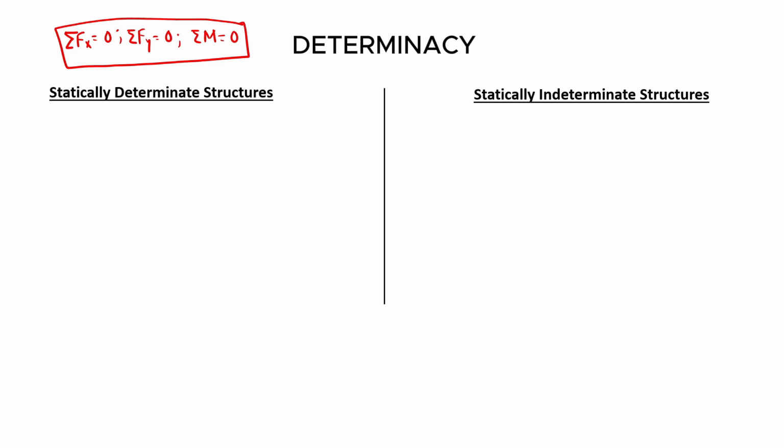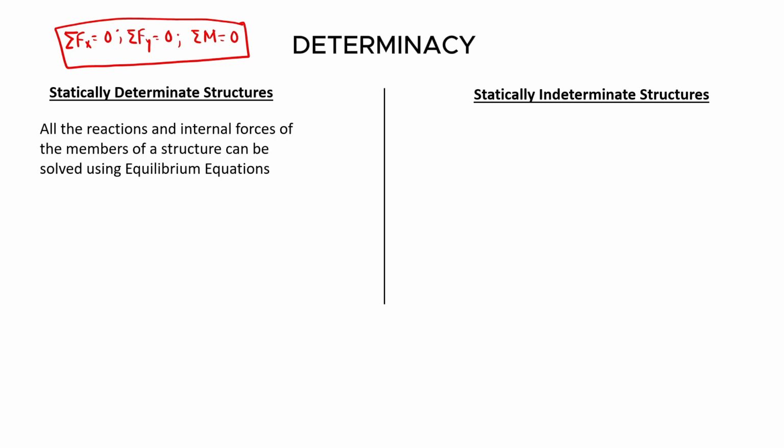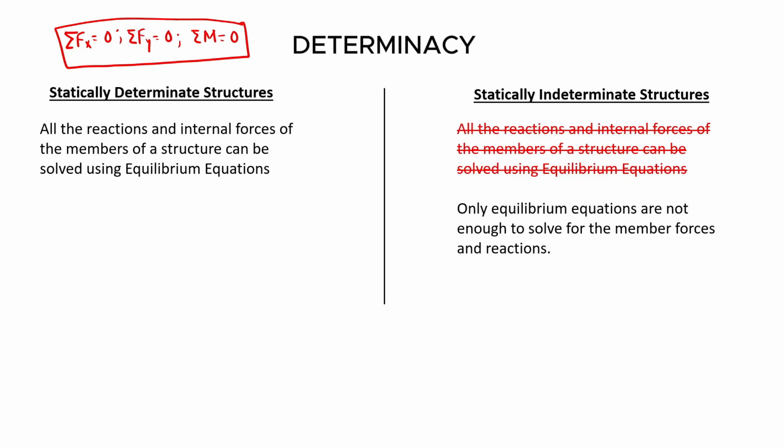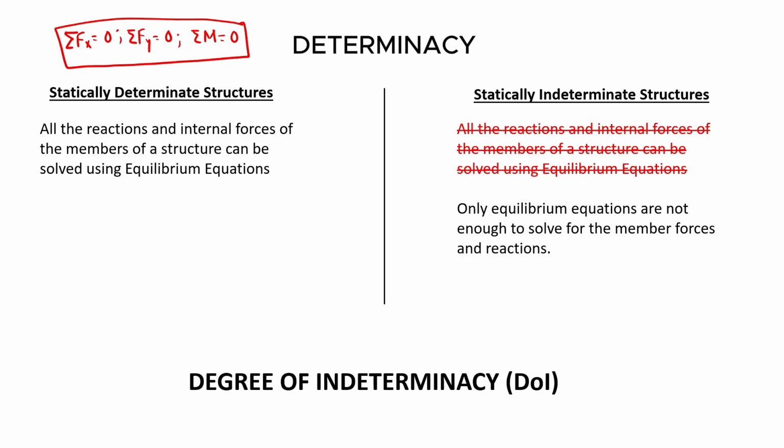Now, statically determinate structures are those whose internal forces or unknown reactions can be solved by just using these equations of equilibrium. Whereas statically indeterminate structures require further analysis methods to solve their unknown member forces and reactions. Just using these three equilibrium equations is not enough. So to classify any structure as determinate or indeterminate, we need to find the degree of indeterminacy. The degree of indeterminacy refers to the number of unknown forces in a structure that exceed the number of available equations of equilibrium. For determinate structures, you can just use these three equations to solve them, so the degree of indeterminacy would be equal to 0. Whereas for a statically indeterminate structure, the degree of indeterminacy would be greater than 0.